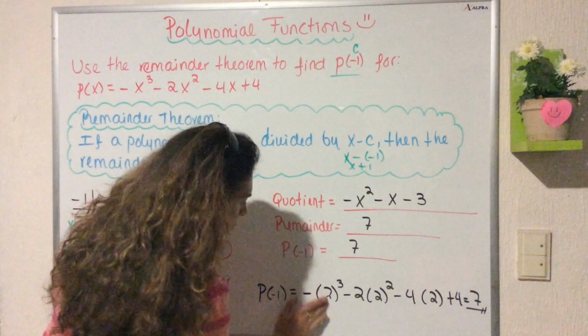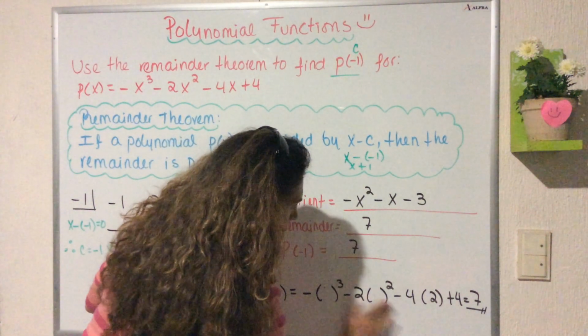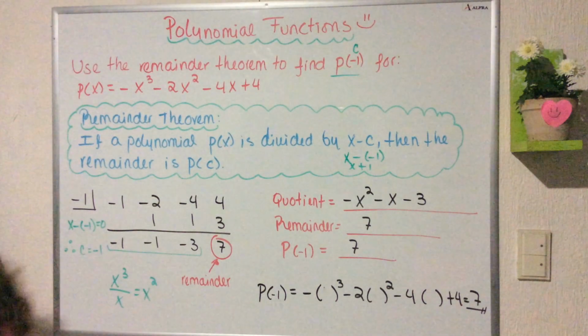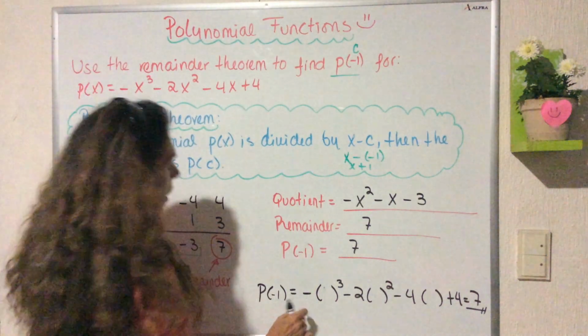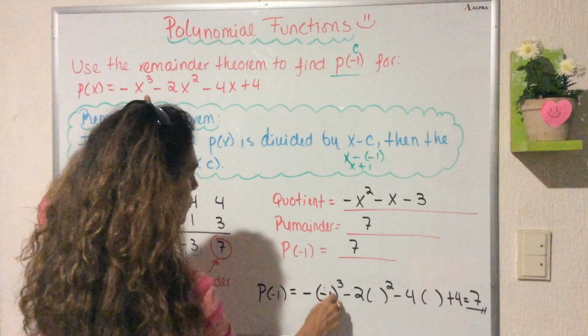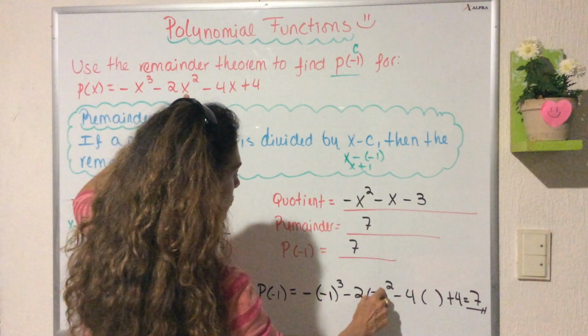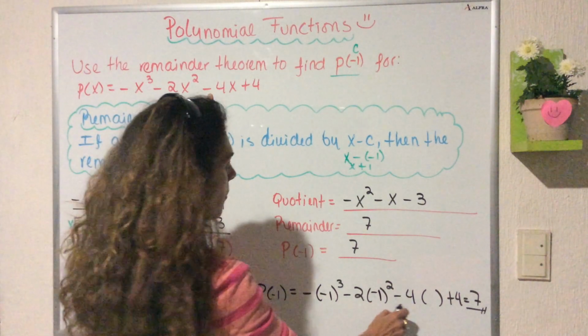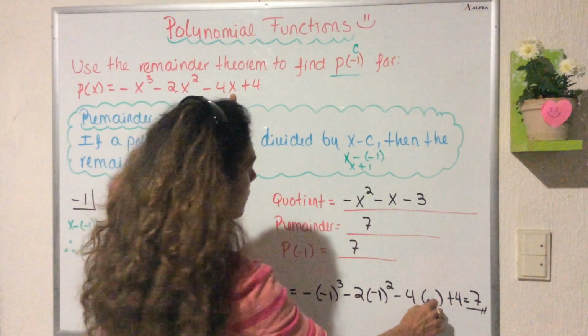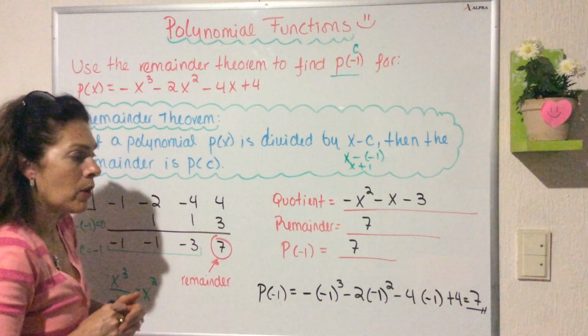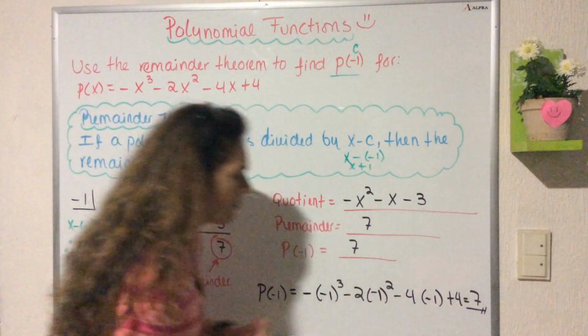Sorry, dear students, I have 2 here, and this is not 2. This is minus 1. So minus 1 to the third, minus 2 times minus 1 to the second, minus 4 times minus 1 plus 4. And that's the way we get 7. Okay?